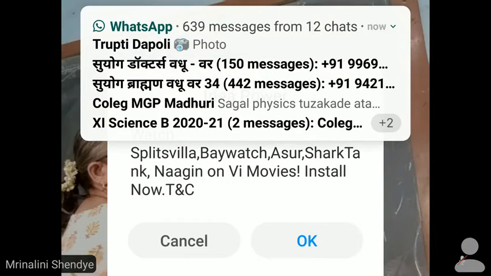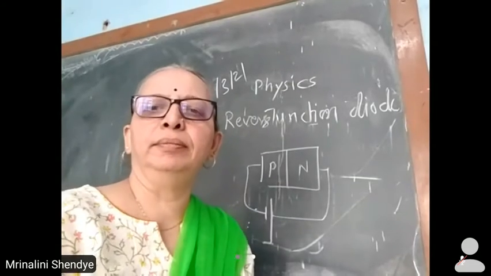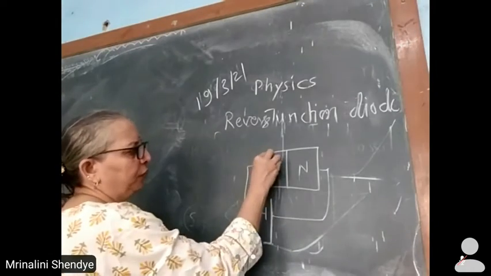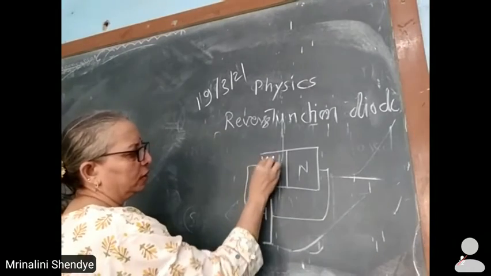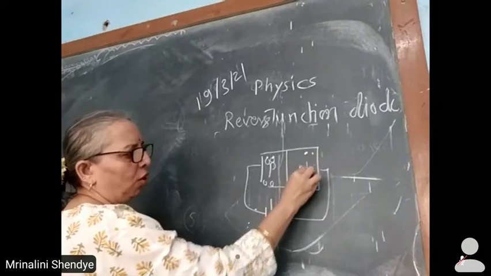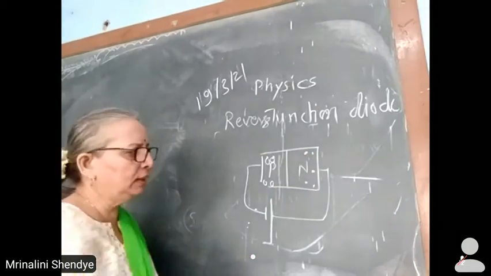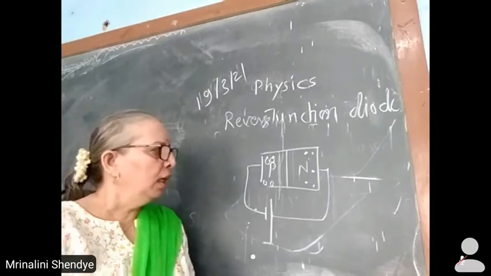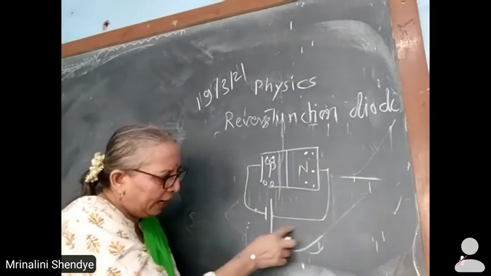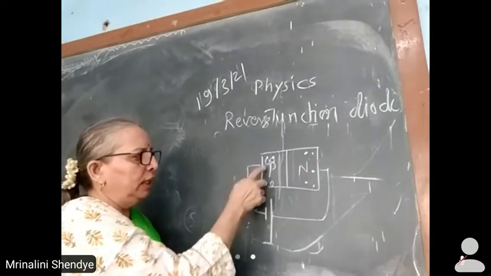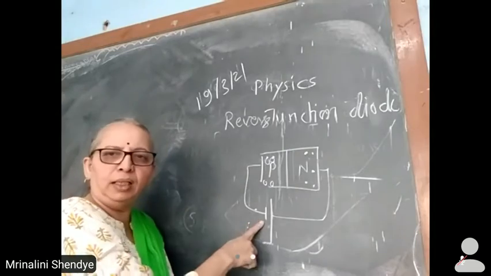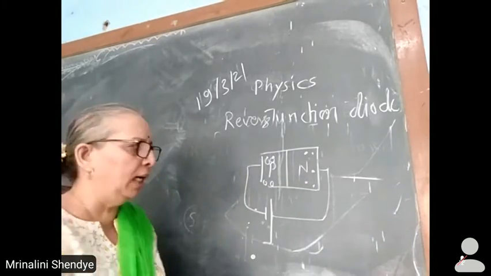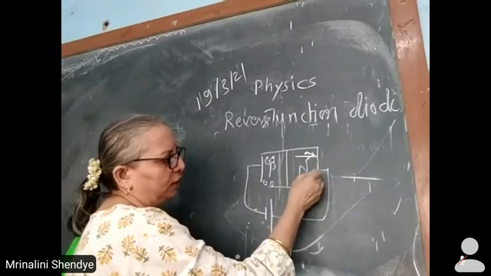So when this is the condition, what happens? The free charge carriers, holes, and here are a number of electrons. This is the depletion layer. It has its own barrier potential. These electrons get attracted towards positive. These holes get attracted towards negative, and these free charges from each region move away from the junction.